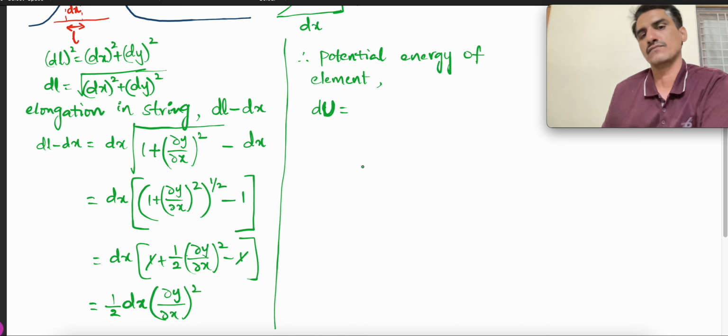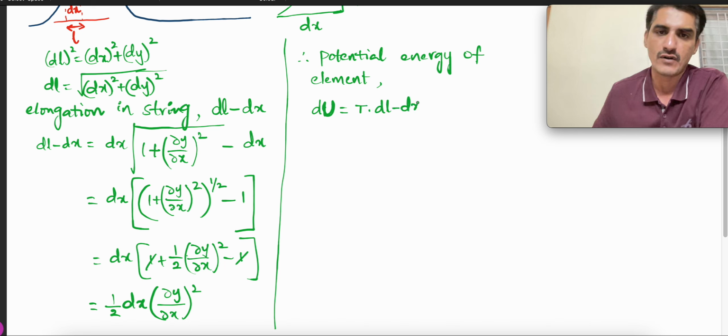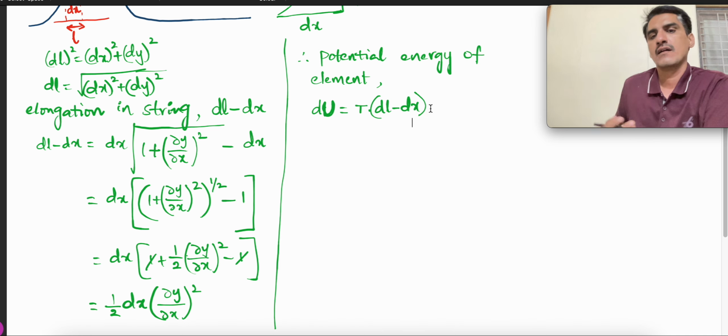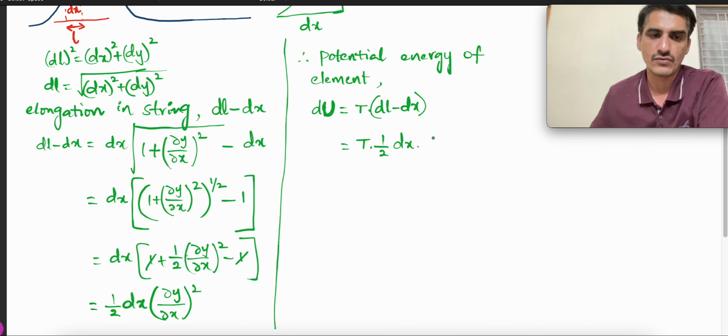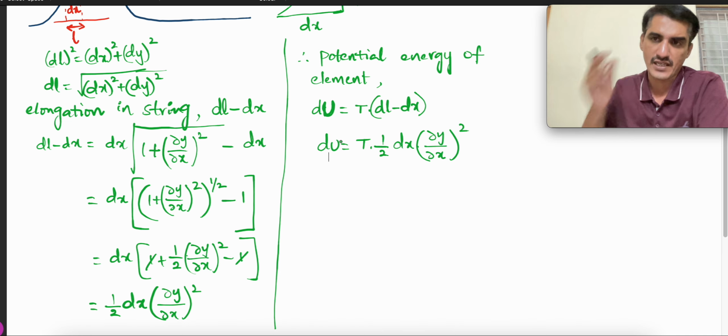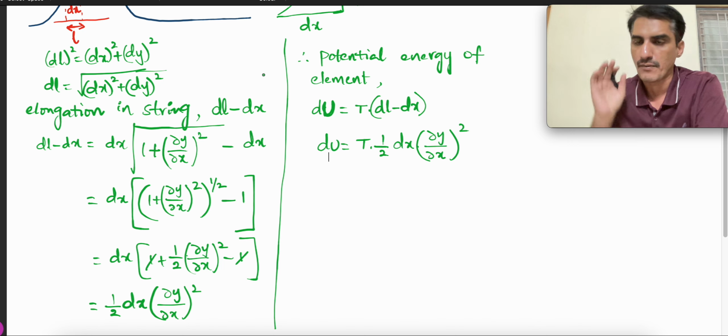So du is equal to, how to write that du? Because of tensional force, that elongation is happening. That's why force into displacement. Am I right or not? Force into displacement. Force is tensional force. Tensional force into displacement. Therefore, T into (dl minus dx), that is half into dx into (dou y by dou x) whole square. This is du, and this is the potential energy gained by the elementary portion of this entire rope.